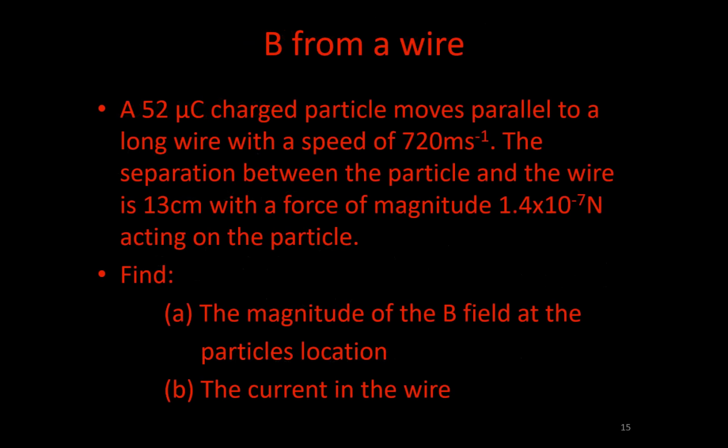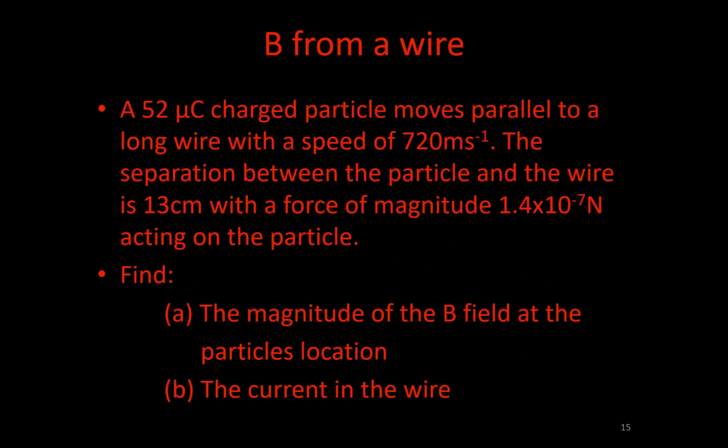So where do we usually apply Ampere's law? We can find B, but of course we can find other values, such as I, if we're given B. So here we have a 52 microcoulomb charged particle, and this particle is moving parallel to the wire. So this is a proton or electron or some particle that's charged, and it's just off to the side of the wire, moving parallel to it. And remember one simple thing here: a particle will not actually be influenced by the magnetic field unless it is moving. So a charged particle has to be moving to be influenced by a magnetic field.